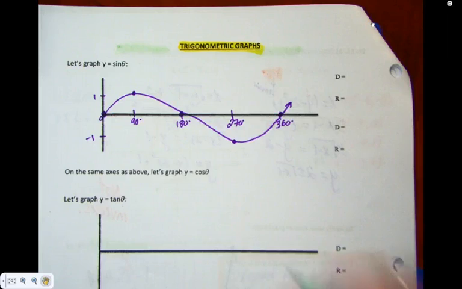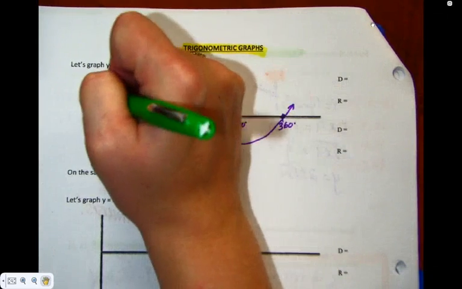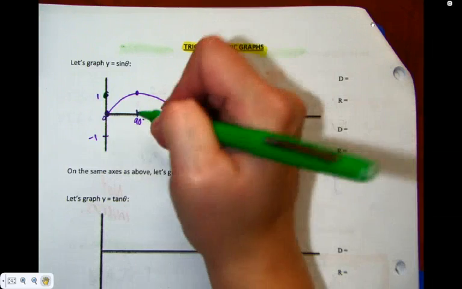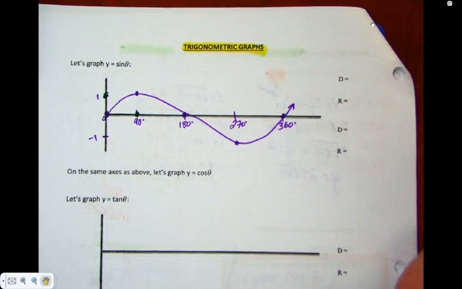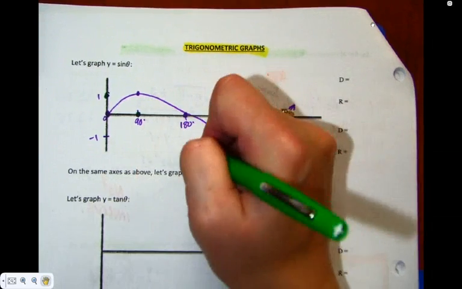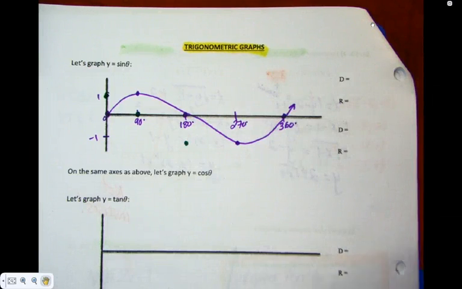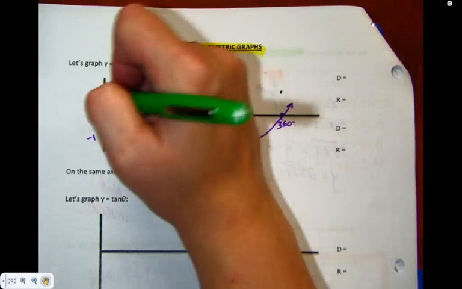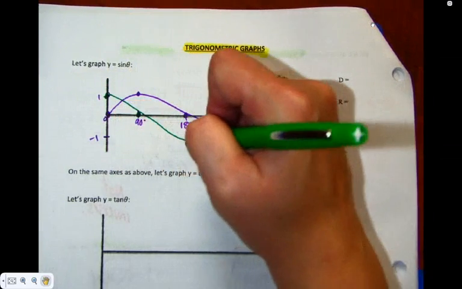Cos of 0, 1, confirm. Cos of 90, cos of 180, cos of 270, and cos of 360. Okay, so here's what cos theta looks like.